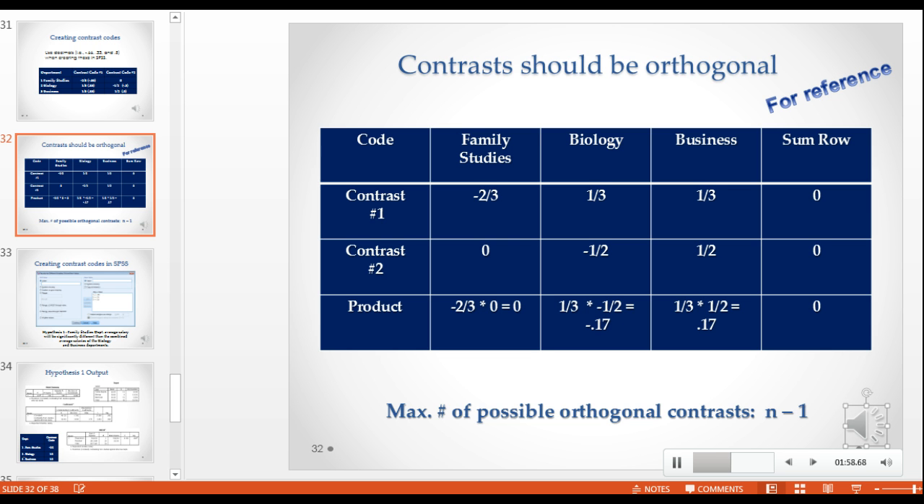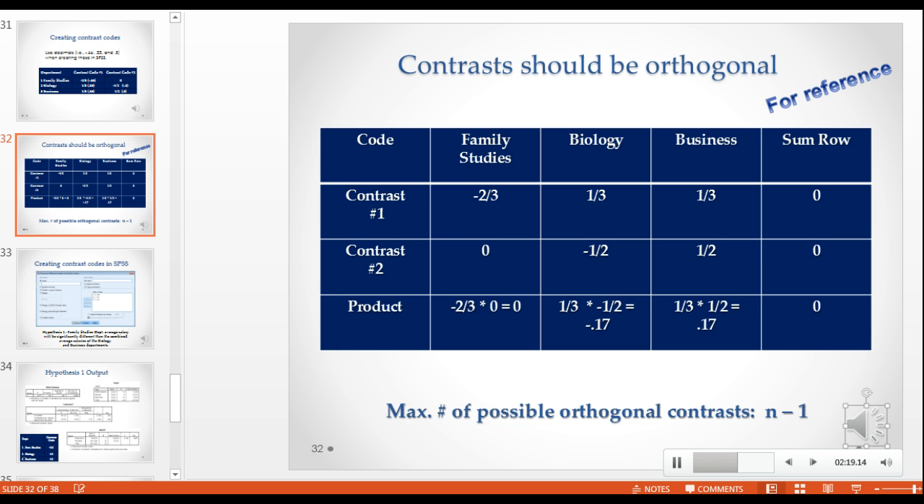We want, again, those contrast weights to sum to 0, and that's the last column, and they do. Negative 2/3 plus positive 1/3 plus positive 1/3 is equal to 0, and similarly 0 plus negative half plus positive half is also 0.